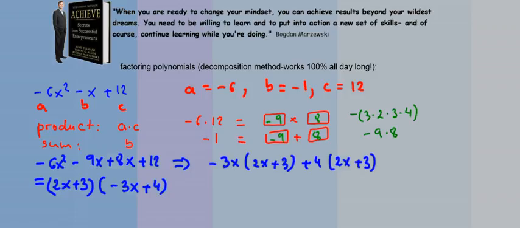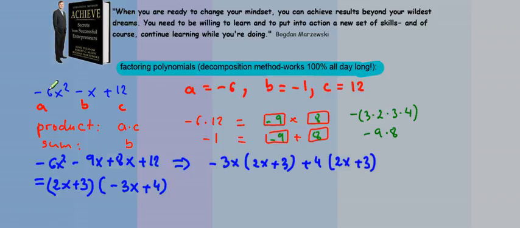So factoring polynomials. We'll use the previous example when we multiply two factors, 2x plus 3 and negative 3x plus 4. And we'll demonstrate that factoring the result from the previous example will give you the original question from the previous page. So we will use the method called decomposition, and this is a method that does work all day long, all the time, 100%. So once you know this method, you can factor any polynomial, with the exception that that polynomial can be factored, because not all polynomials are factorable.